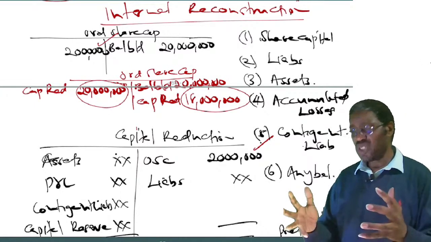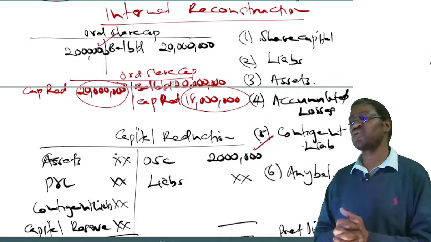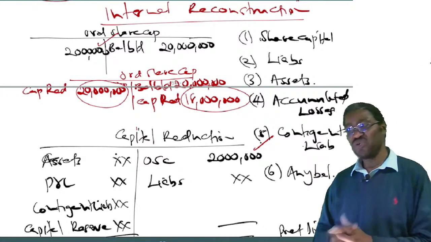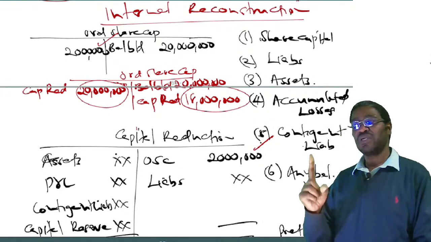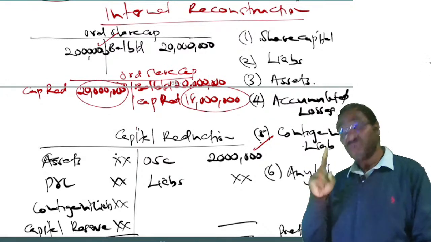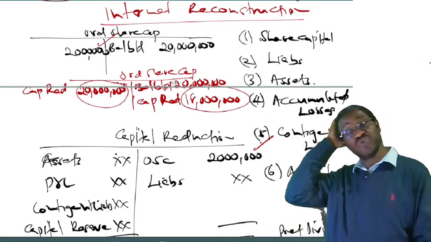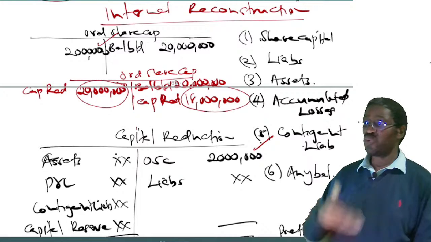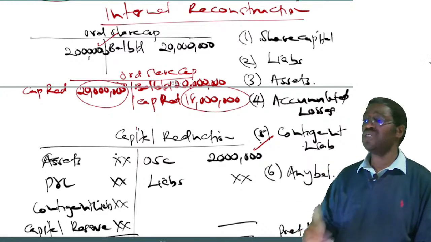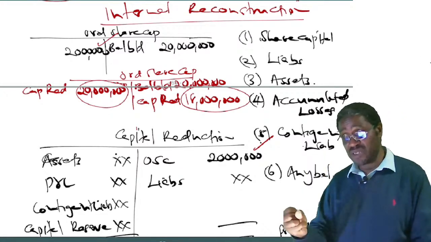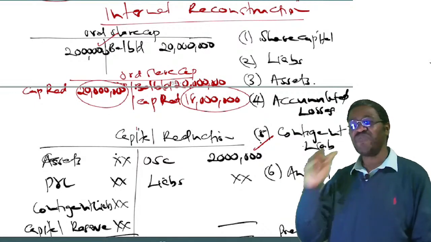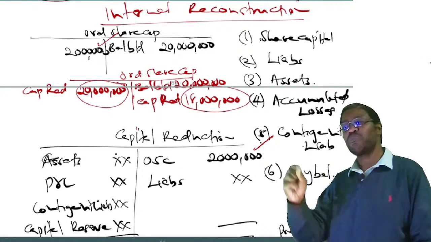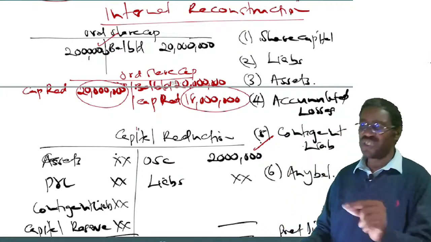Number 4, with accumulated losses written off, you debit capital reduction, credit P&L. I've told you, accumulated losses are always a debit balance. So when you go to the P&L account of this company, you will find it as a debit. And because it must be eliminated, you credit P&L account and you debit capital reduction.